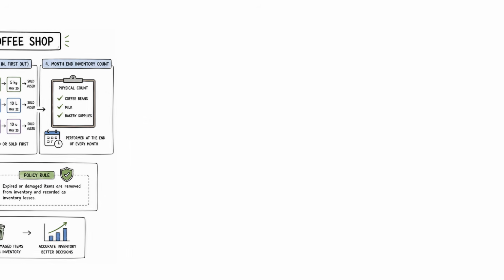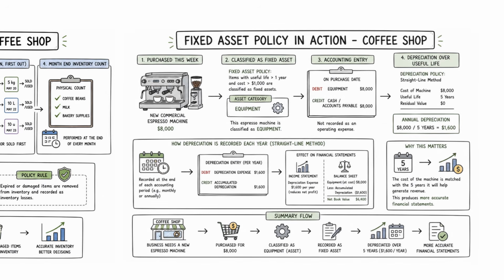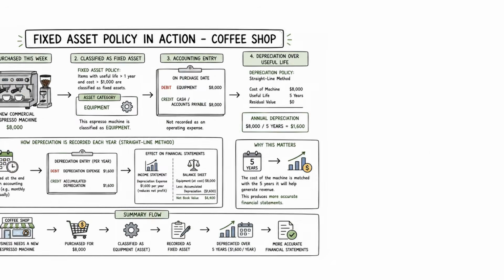Later that week, the business purchases a new commercial espresso machine for $8,000. Instead of recording the entire purchase as an operating expense, the fixed asset policy classifies it as equipment. The machine will be depreciated over its useful life using the company's chosen depreciation method. This produces more accurate financial statements because the cost is matched with the years the machine will generate revenue.